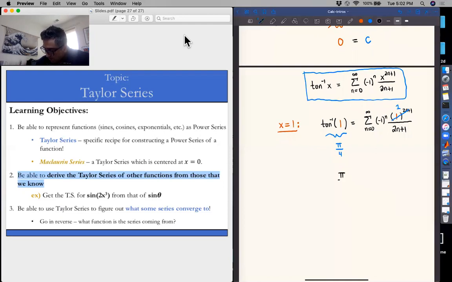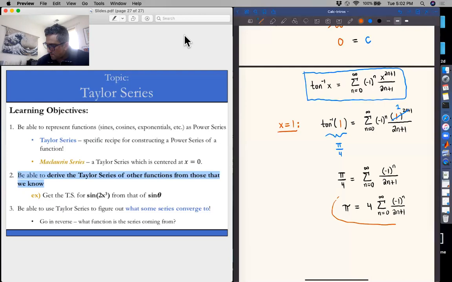So what we found was pi over 4 is equal to the infinite series from n equals 0 to infinity of (-1)^n all over 2n plus 1. If we just multiply both sides by 4, we find that pi is equal to 4 times the infinite series from n equals 0 to infinity of (-1)^n all over 2n plus 1. So we can find some interesting series that converge to pi using this arctangent.